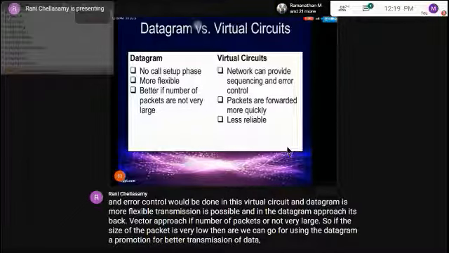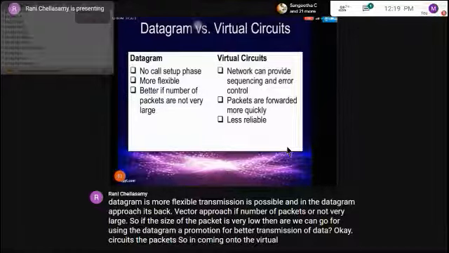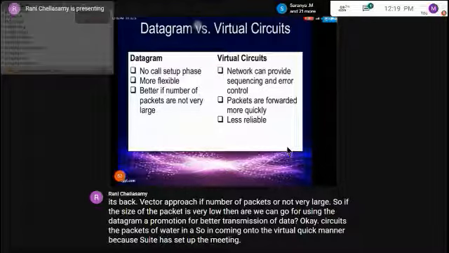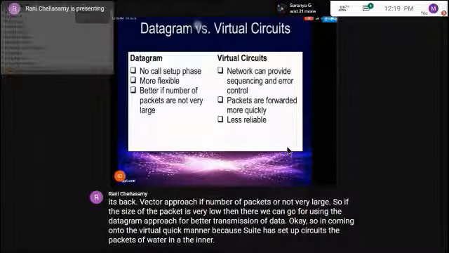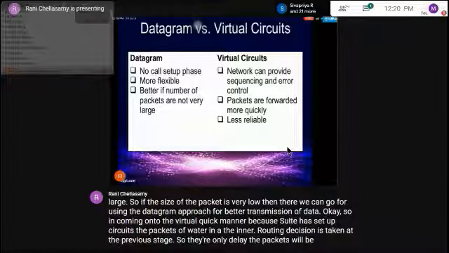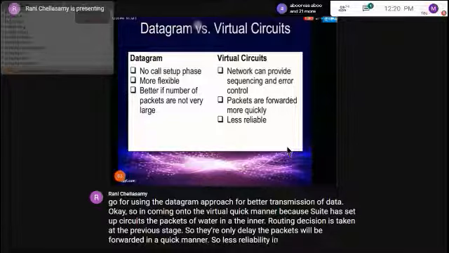Okay. So coming on to virtual circuits, the packets are forwarded in a quick manner because the routing decision is taken at the prior stage. Okay, so there won't be delay. The packets will be forwarded in a quick manner. So less reliability in virtual circuit. Okay.